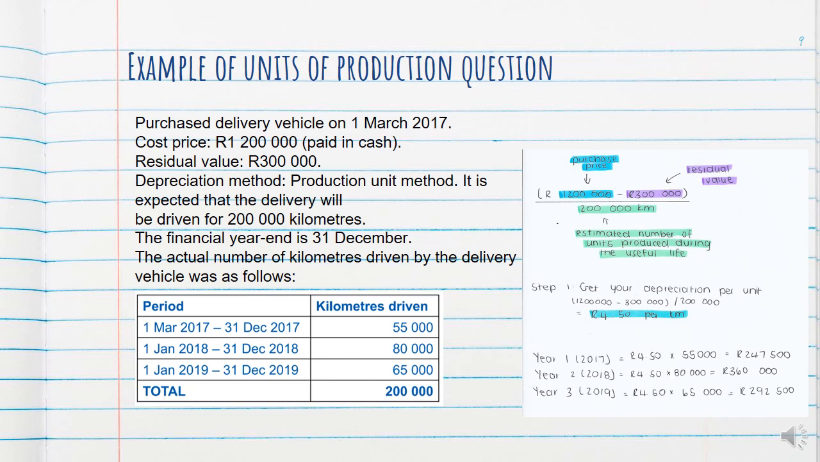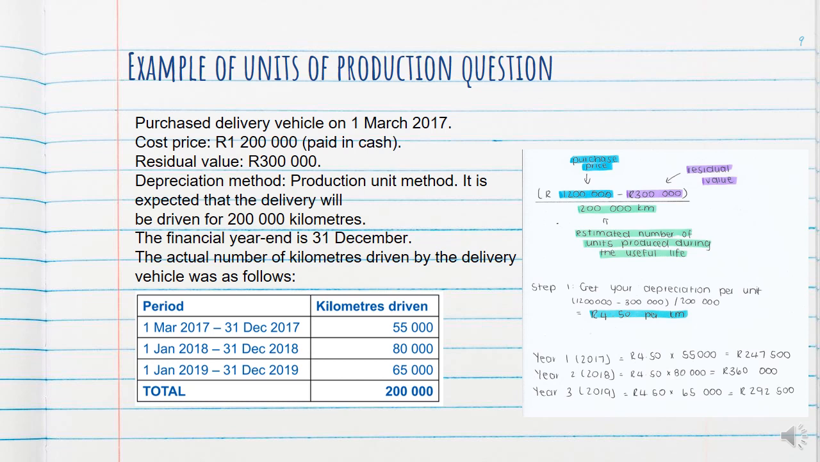So once we have done that, as I wrote there, step 1, get your depreciation per unit. Once we've done that calculation, we tap that into our calculator, we get 4.5, which means that the car will depreciate at 4.50 per kilometer that is driven. Then from there, it is actually extremely simple, and that's why I like it so much.